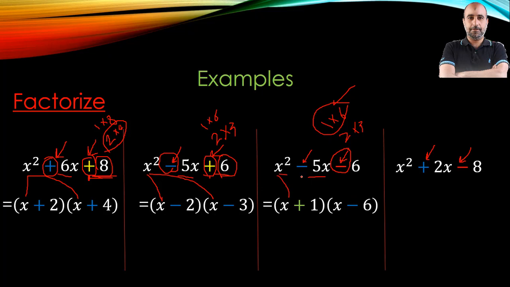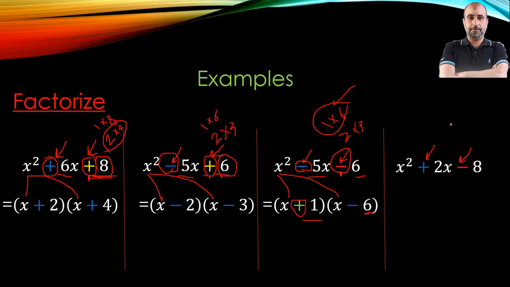Then the form will be, we factorize x into x and x. 6 will be 1 multiply 6. Because the sign of the absolute number is negative, the two signs will be different. The greater, which is 6, will take the middle term sign, and the smaller will take the opposite, which is plus.